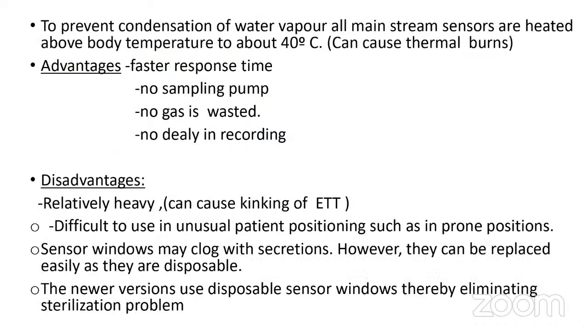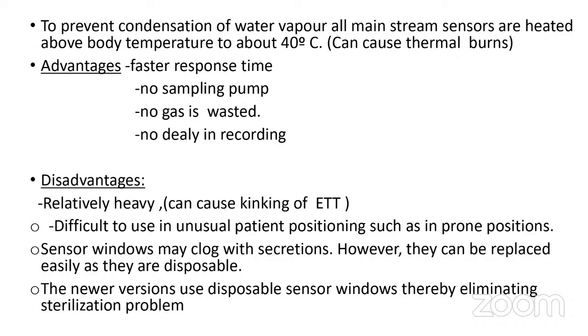To prevent condensation of the water vapor, all the mainstream sensors are heated above body temperature, to about 40 degrees centigrade. That is one of the disadvantages, as it can cause thermal burns if not noticed. The advantages are that it has a faster response because it is in the mainstream of the circuit, no sampling pump is required, and there is no wastage of the gases. There is no delay in recording.